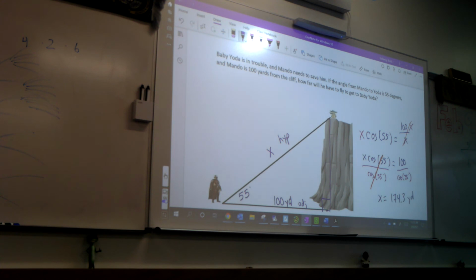Will he make it in time? I don't know. Probably not. I should have had those dark troopers coming down so it's a race. Obviously, we've seen how this goes. He doesn't make it in time. Maybe this is a different scenario.